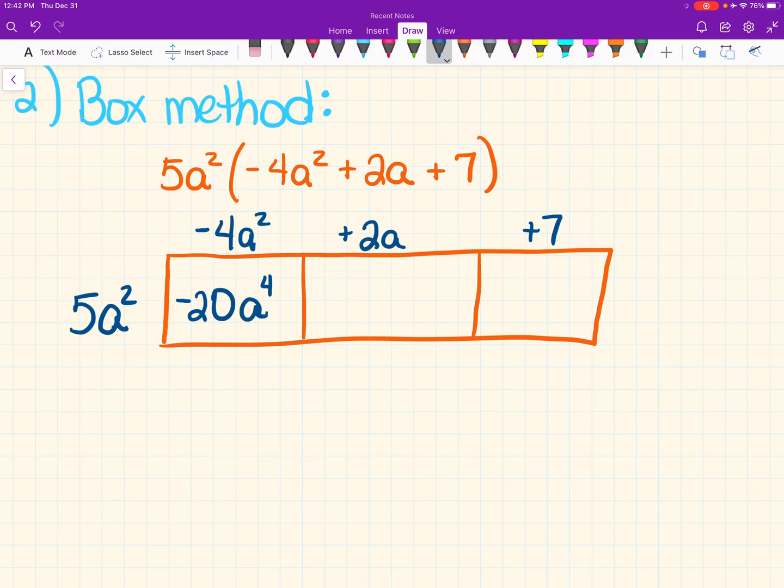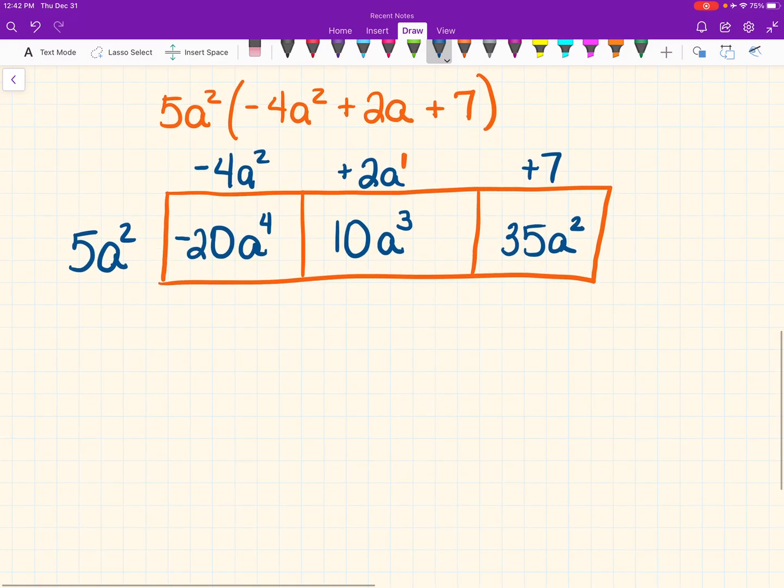5 times 2, so now we're doing the monomial times the second box. So 5 times 2 is 10. Now maybe you need to put a 1 on this to remind yourself that a has 1 as an exponent. A squared times a to the 1st is a to the 3rd. We add exponents. 7 times 5 is 35. Now don't forget, there is an a squared on that 5, so that needs to go in that box also.